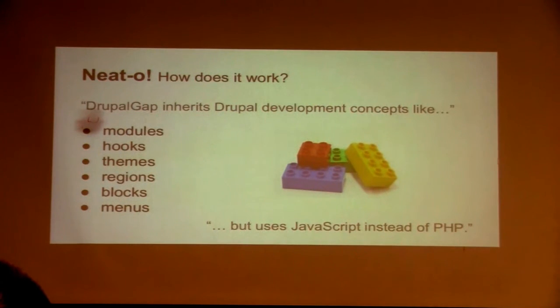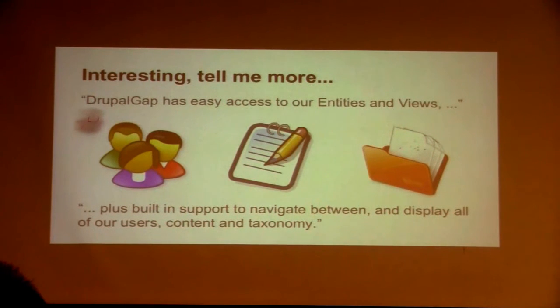Okay, pretty cool. So how does this all work? DrupalGap inherits a lot of concepts that we're familiar with in Drupal: modules, hooks, themes, regions, blocks, and menus. So all those things, it follows along. I try to make it exactly like how we do it in Drupal, but instead of writing PHP, we write JavaScript in our app to do these things. Okay, so then, as I've shown, DrupalGap has easy access to our entities, and in the next app I'll show you how we can talk to views and get JSON data from views and get it into our app.